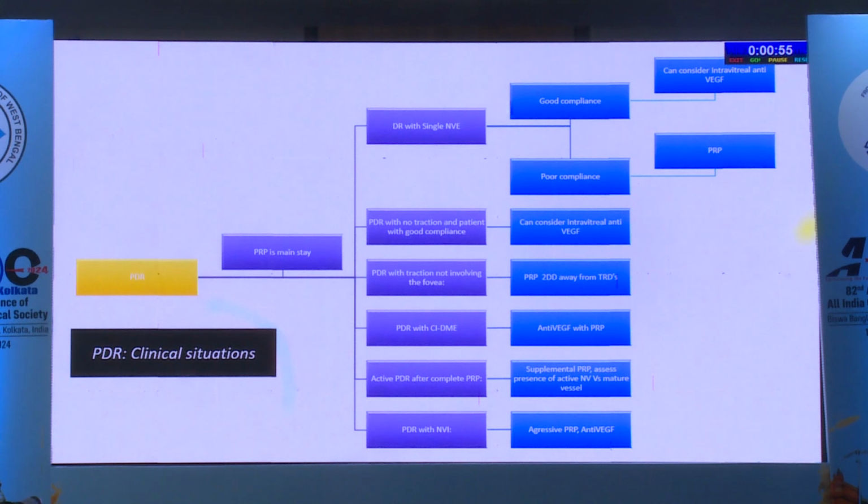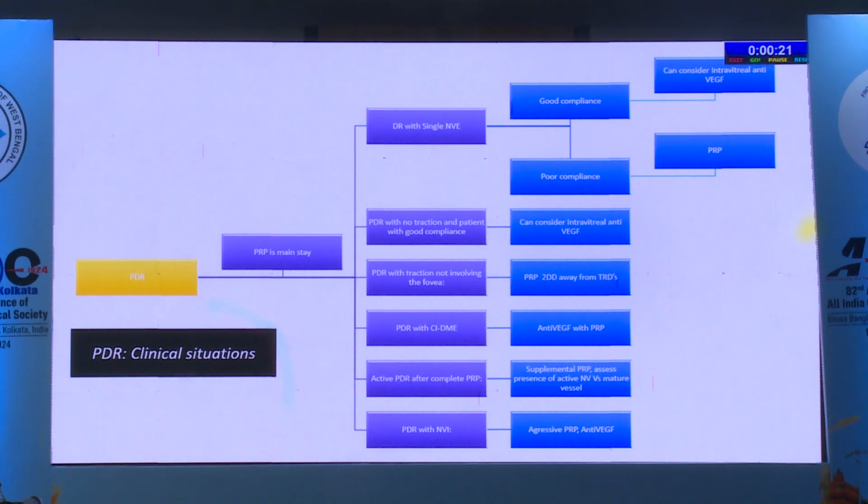If you have diabetic retinopathy with a single NVE, good compliant patient, you can consider monotherapy with anti-VEGF. However, if it's a poor compliance, definitely go ahead with PRP. If there is no traction and the patient is again a good compliance patient, you can consider anti-VEGF and later on do a PRP. If there is traction not involving fovea, you tend to do a panretinal photocoagulation about 2 disc diameter away from the areas of TRD, otherwise you will convert it to a combined retinal detachment.